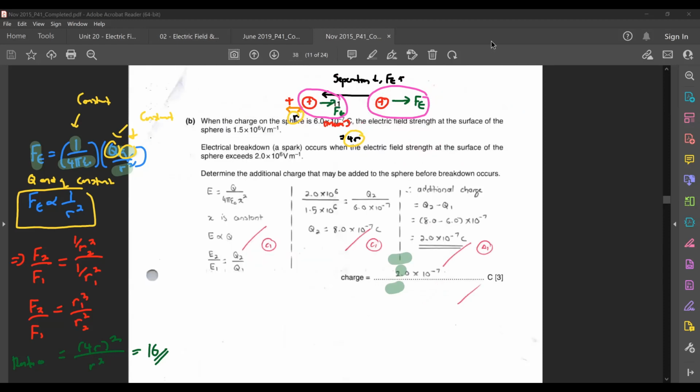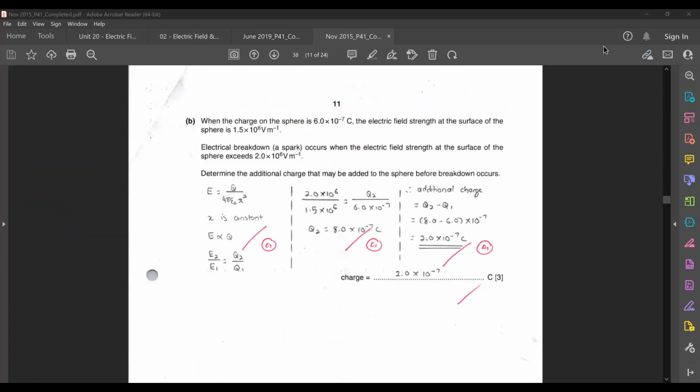Okay, the next one is on the next page here. Let me clear off this diagram here. Here they mentioned that when the charge on the sphere is 6 times 10 power minus 7 coulomb, the electric field strength at the surface of the sphere is 1.5 times 10 power 6 volt per meter. An electrical breakdown or spark would occur when the electric field strength at the surface of the sphere exceeds 2 times 10 power 6 volt per meter. Determine the additional charge that may be added to the sphere before breakdown occurs.